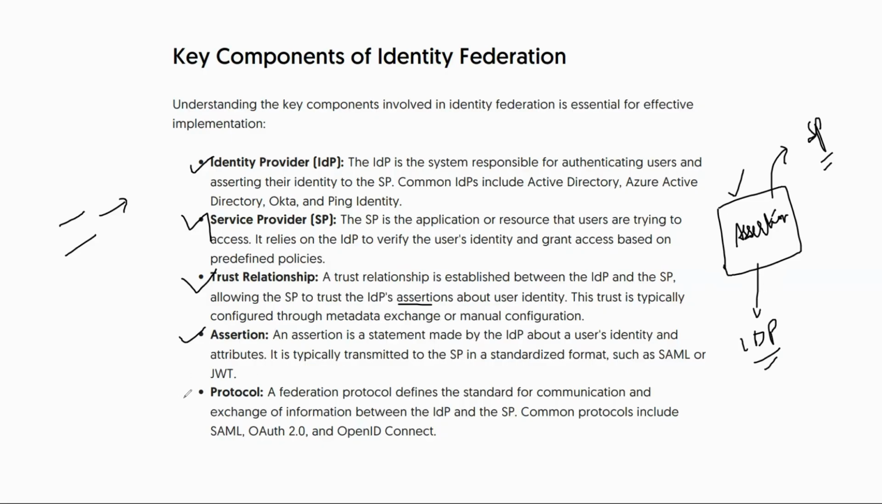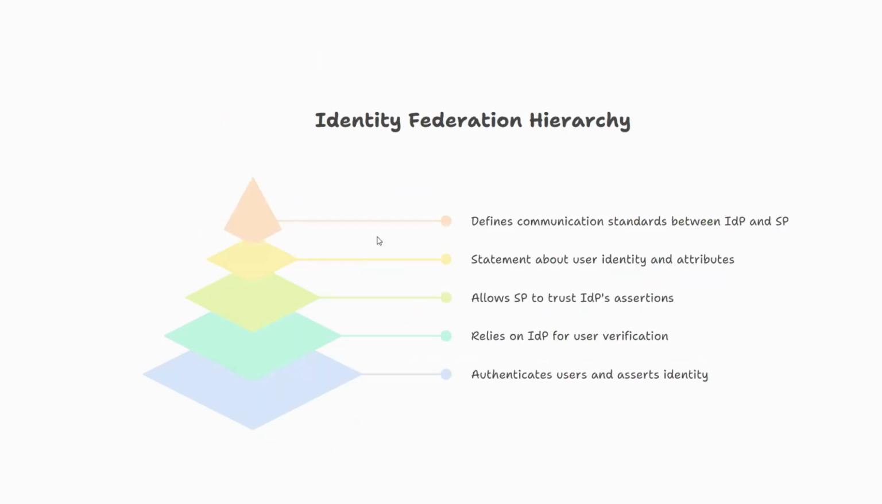And all of this is happening because of something called a protocol. You have SAML, OAuth, OpenID, and we'll discuss each one of them. So identity federation defines the communication standard between IDP and SP. A statement about user identities and attributes allows the SP to trust the IDP's assertion, and relies on the IDP for verification. The IDP is the one who's actually verifying. The SP is the one who's consuming. And eventually that is happening because there's a trust. And that's where federation comes into the picture. Eventually, they are trying to authenticate the user and ensure that the identity is valid and they are who they say they are.